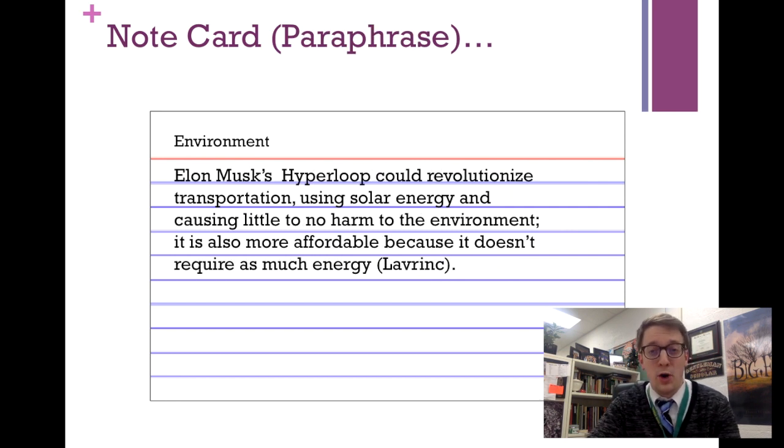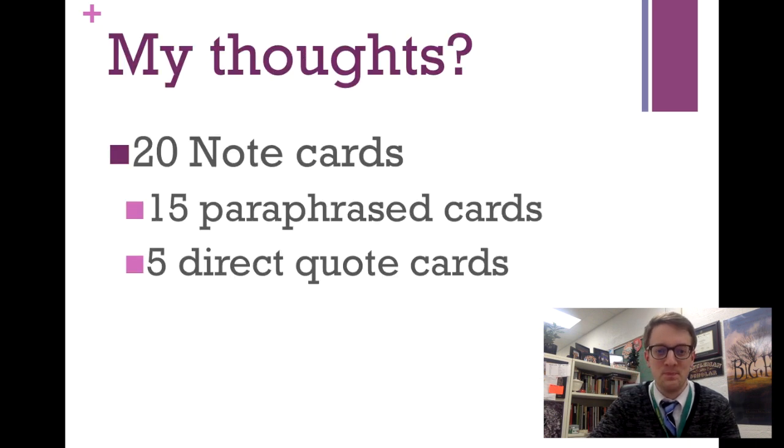This is that same note card, only paraphrased. So now I put it into my own words, no quotation marks. Elon Musk's Hyperloop could revolutionize transportation using solar energy and causing little to no harm to the environment; it is also more affordable because it doesn't require as much energy. Again, Lavrink, because even if you paraphrase information, you're still getting it from somewhere else, and that person deserves to be cited. Exact same keyword in the corner, environment.